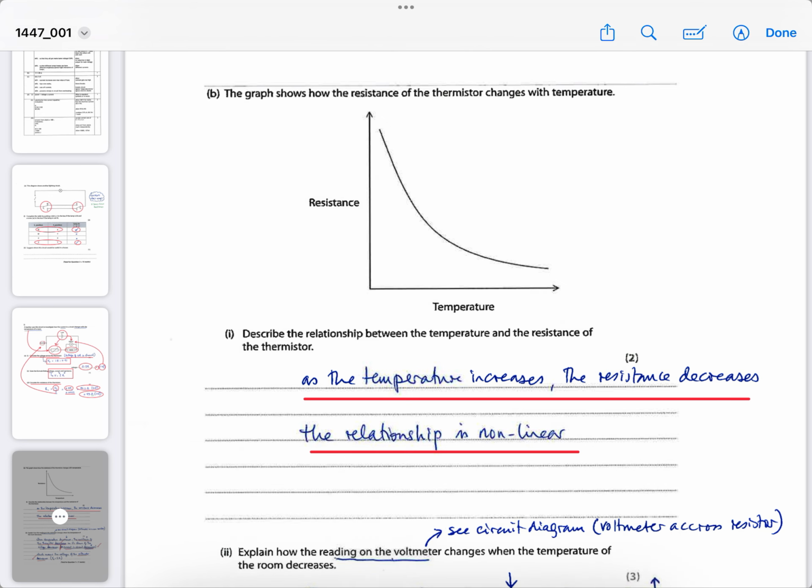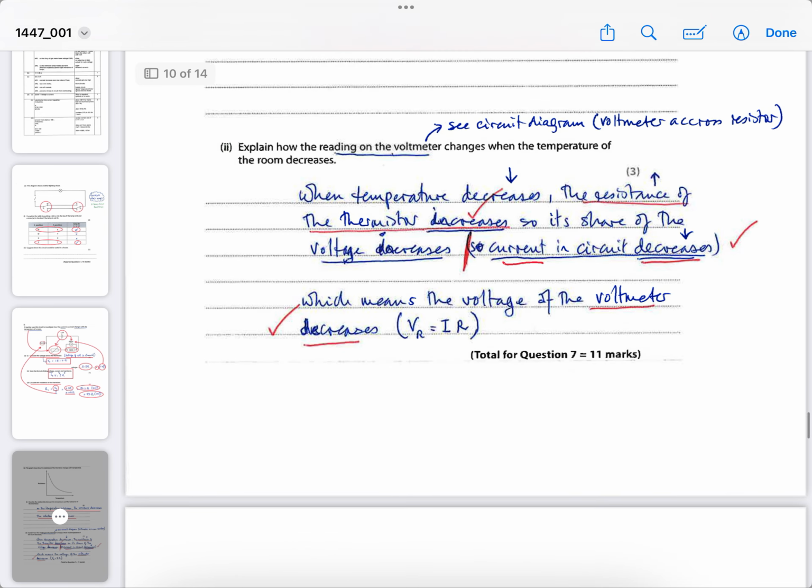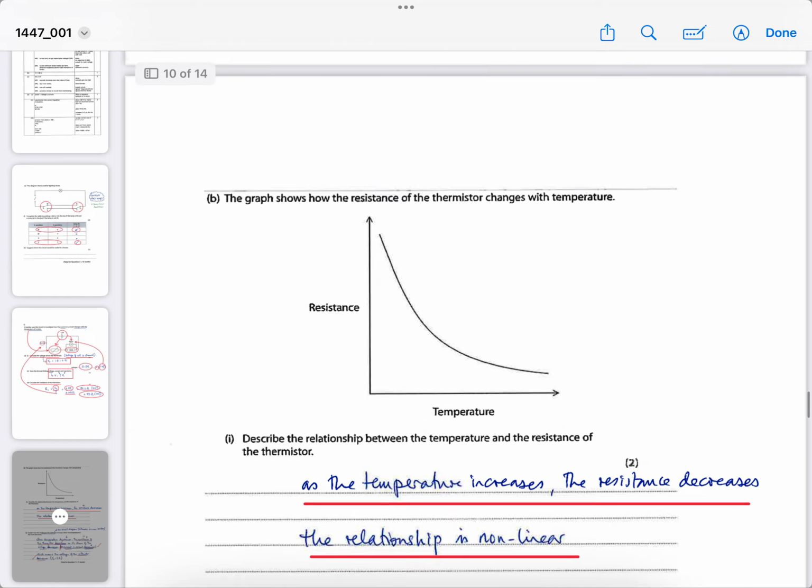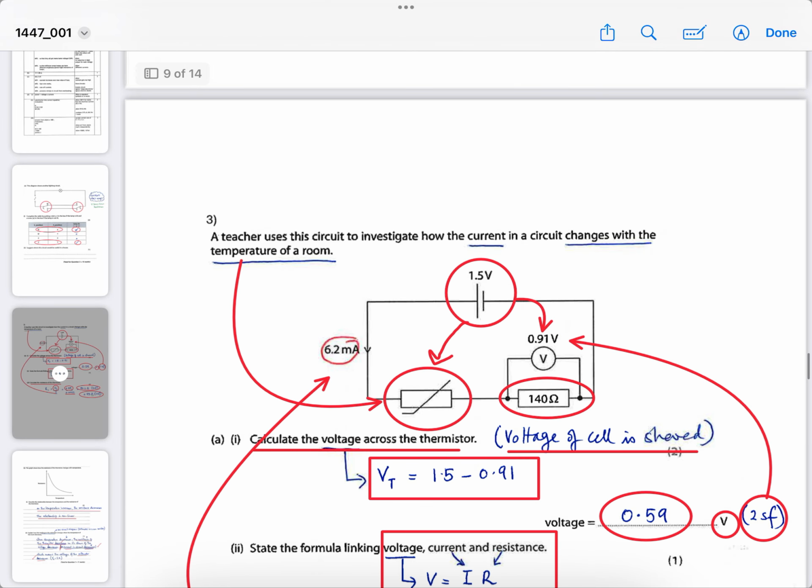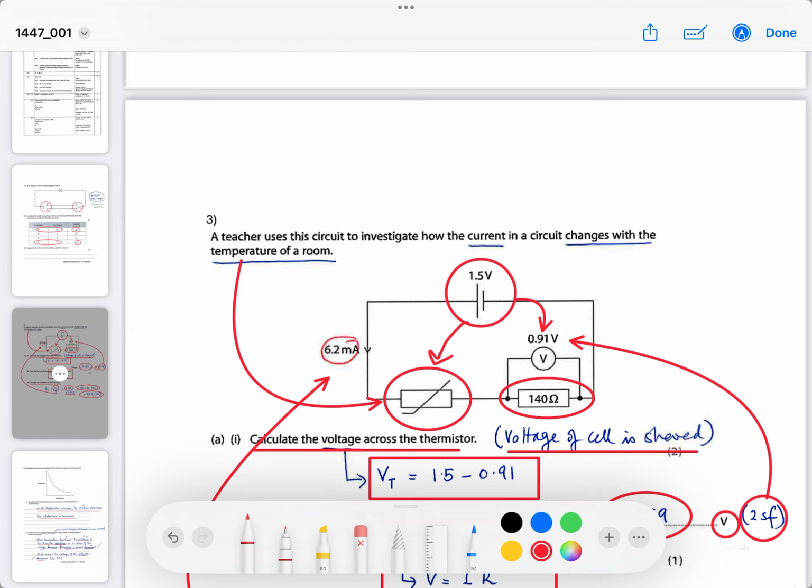The next part of the question, it says explain how the reading on the voltmeter, see the circuit diagram to make sure you know where the voltmeter was, which was across the resistor. Explain how that reading, the voltmeter reading, changes when the temperature of the room decreases. Okay, so let's go back and have a look at the circuit diagram. Yeah, so let's just rub out some of them. We don't need these anymore.